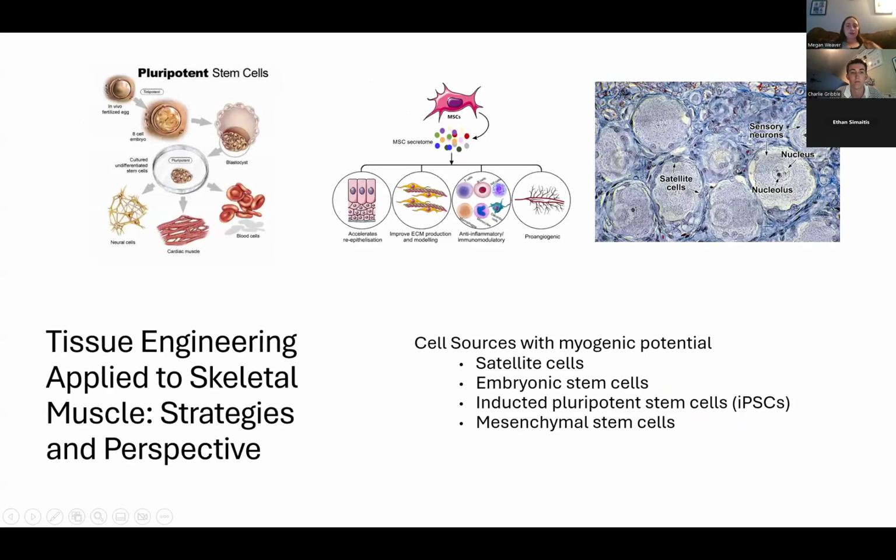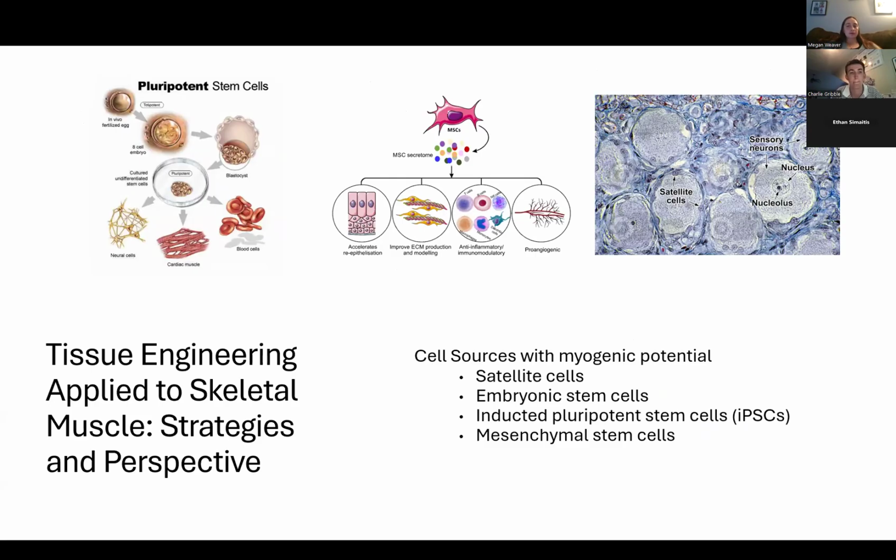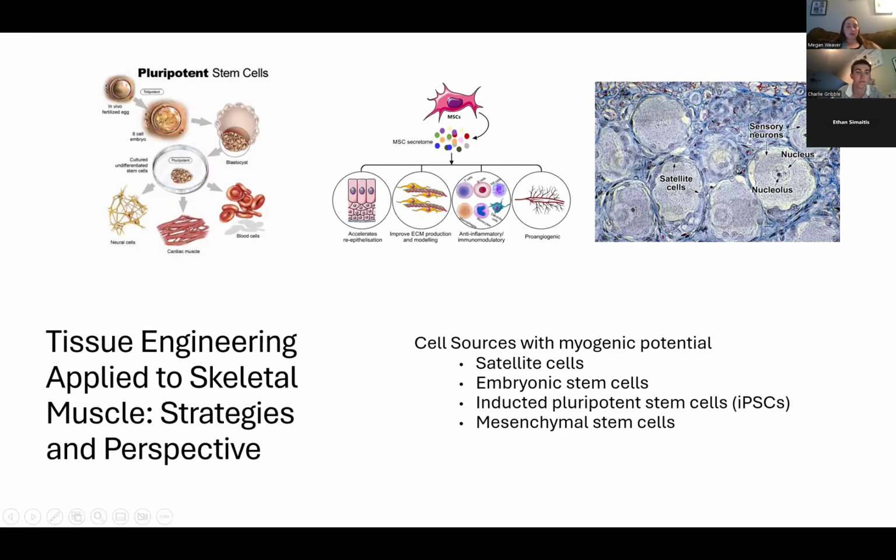To engineer functional skeletal muscle tissues, it's essential to start with cells that have the potential to differentiate into muscle. There are four major types of cells that we can use for this purpose. Satellite cells, which are the native stem cells found in skeletal muscles. They can become activated in response to injury. Once activated, they can proliferate, differentiate, and fuse to form new muscle fibers. Because of this, they're considered the gold standard for muscle regeneration. However, their numbers are limited, and isolating them from patients is invasive and technically challenging.